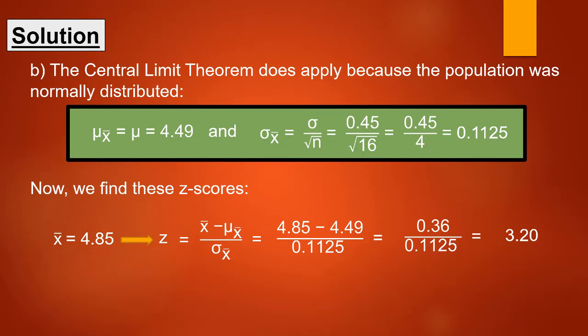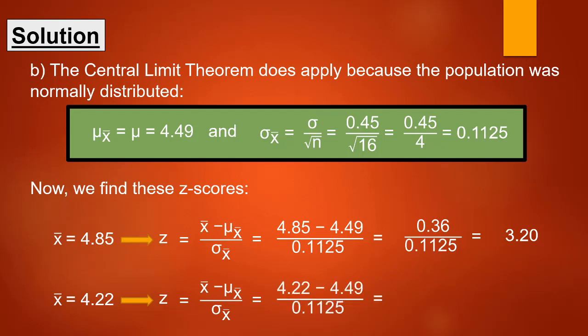For the second one, if x bar is 4.22, same z-score formula, but then it's 4.22 minus 4.49 over 0.1125, which ends up being negative 0.27 over 0.1125, which is negative 2.40. So we're going to have to look these values up on our standard normal distribution table.